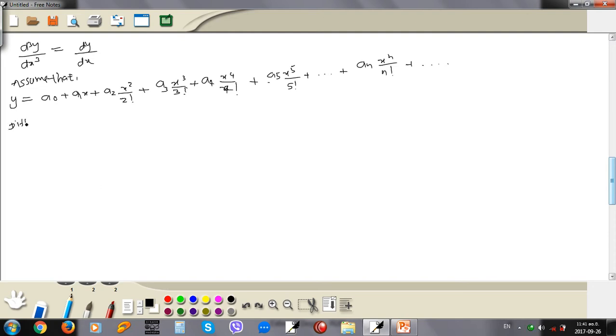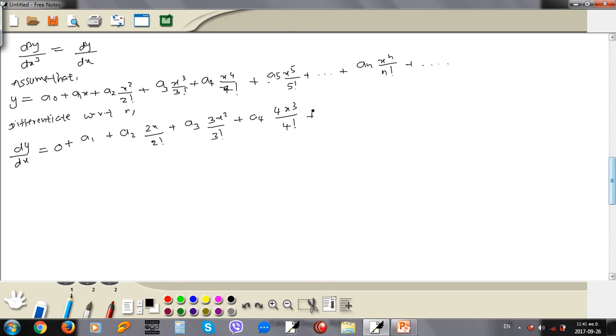If we differentiate with respect to x, what happens? Here comes dy by dx equals a naught is the constant, so it becomes 0, then a1 x, that is a1, then a2, we differentiate x squared, that is 2x over factorial 2, plus a3, if we differentiate x cube, that is 3x squared over factorial 3, plus a4, 4x cube divided by factorial 4, right?